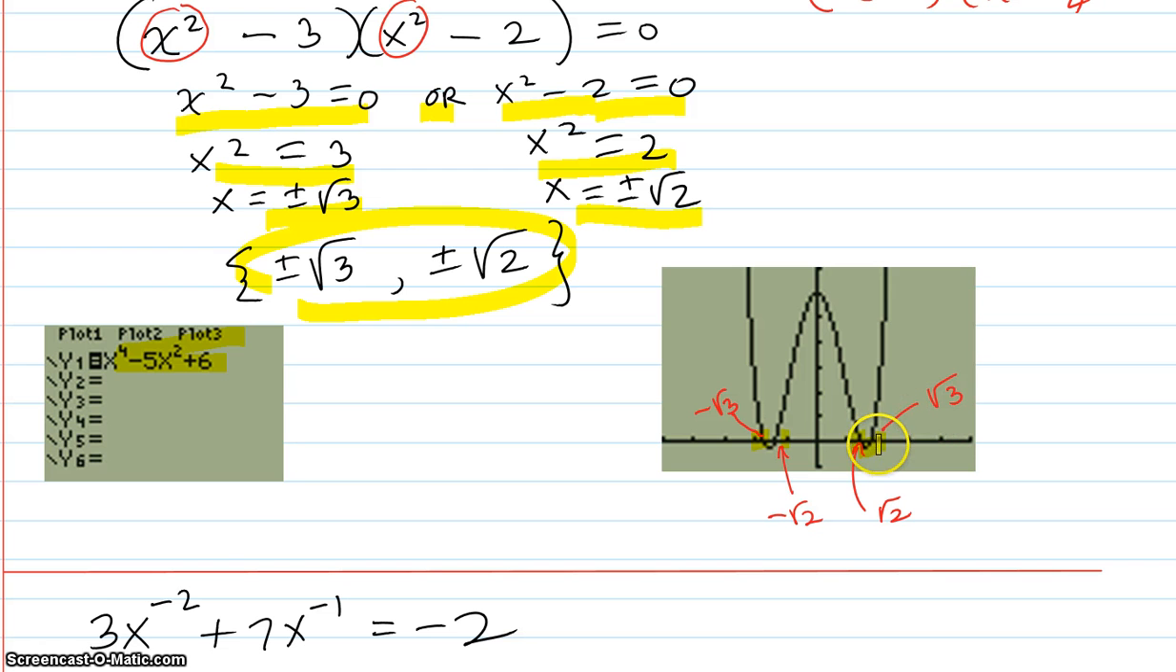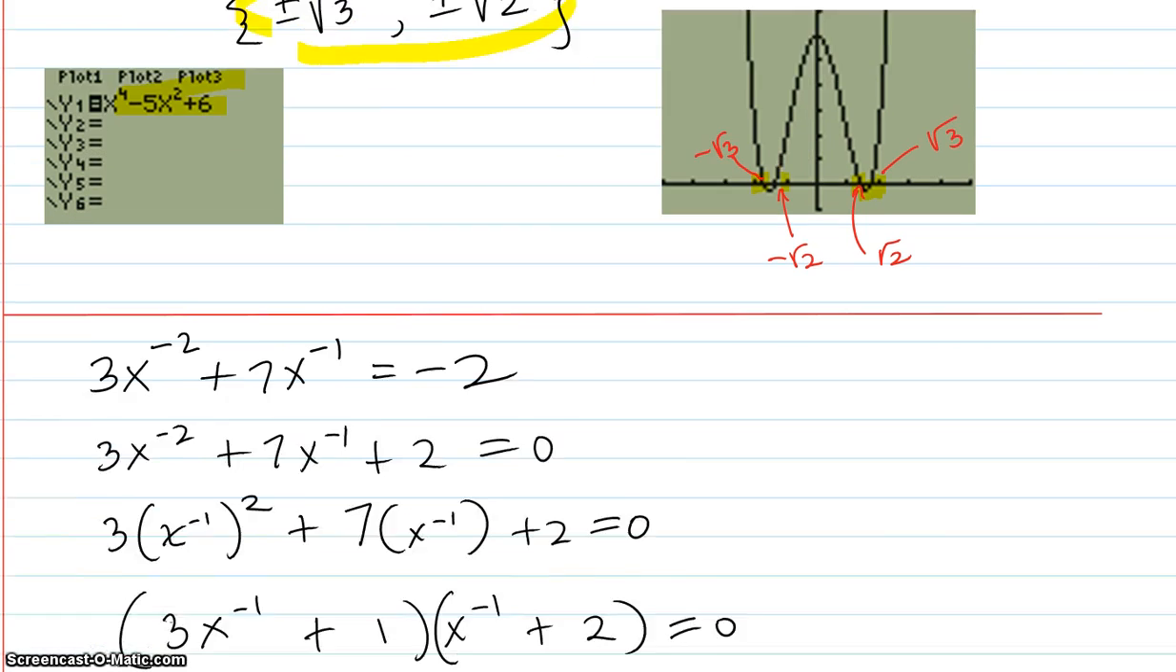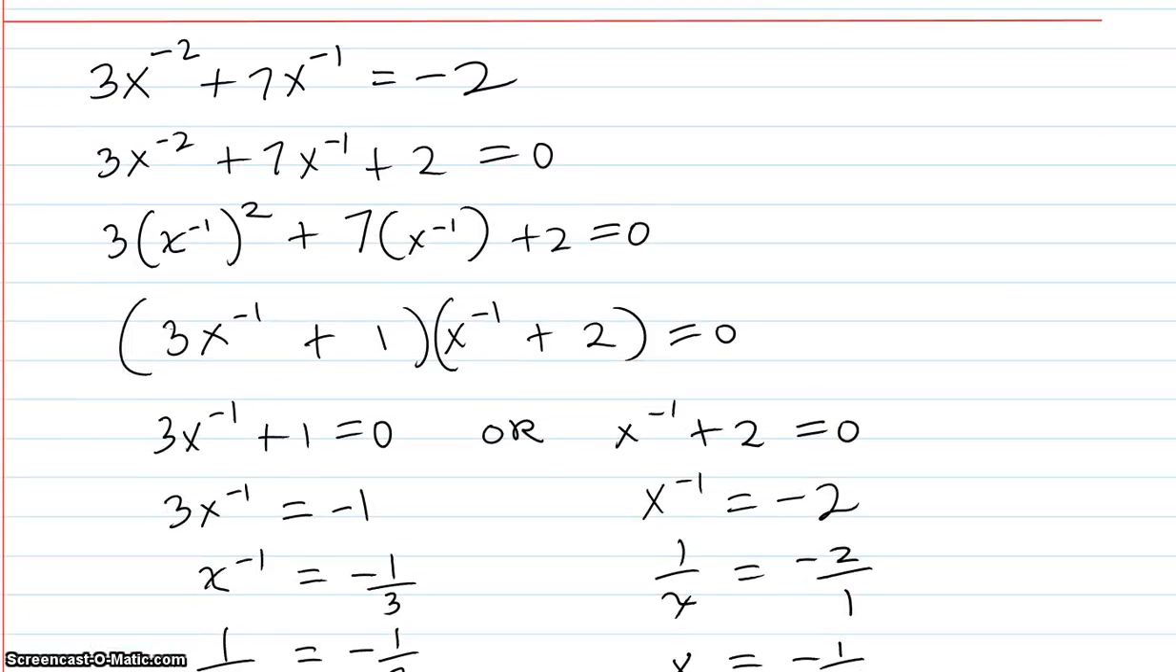So your square root of 3 is the far right root, square root of 2 is the next one, negative square root of 2 is here, and negative square root of 3 is there. Now let's go on to another very similar problem. You have the 2-to-1 ratio of these exponents. That makes it a quadratic form. So we're just going to add the 2 over, and now here we have an equation.